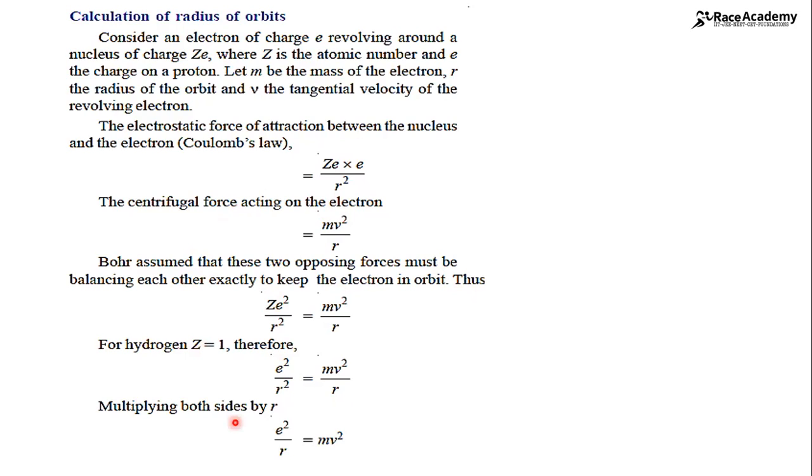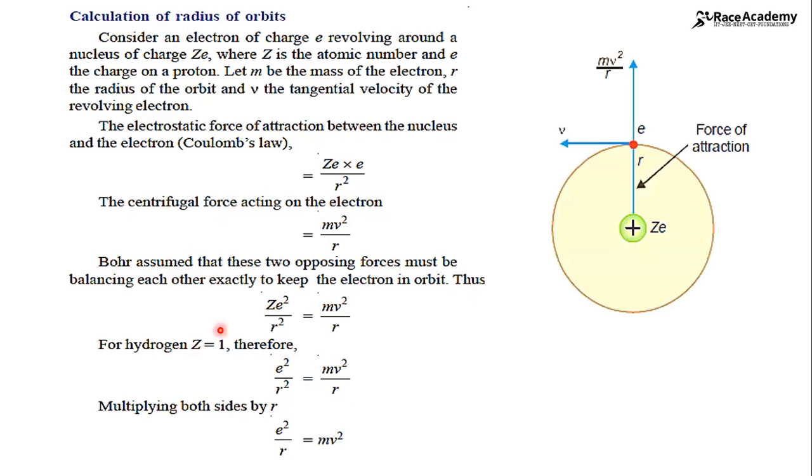After reducing these expressions, from this picture you see that is the nucleus and the force of attraction here, and this is the tangential velocity, and this is the centrifugal force. After getting this, we got the forces keeping the electron in orbit. The first equation is e square by r square equals mv square by r. And the second equation is e square by r equals mv square, after simplifying this.